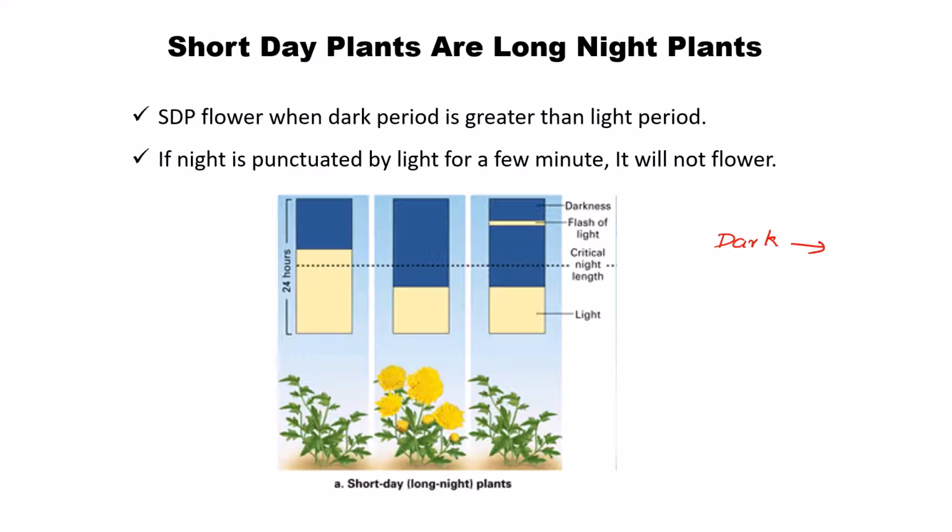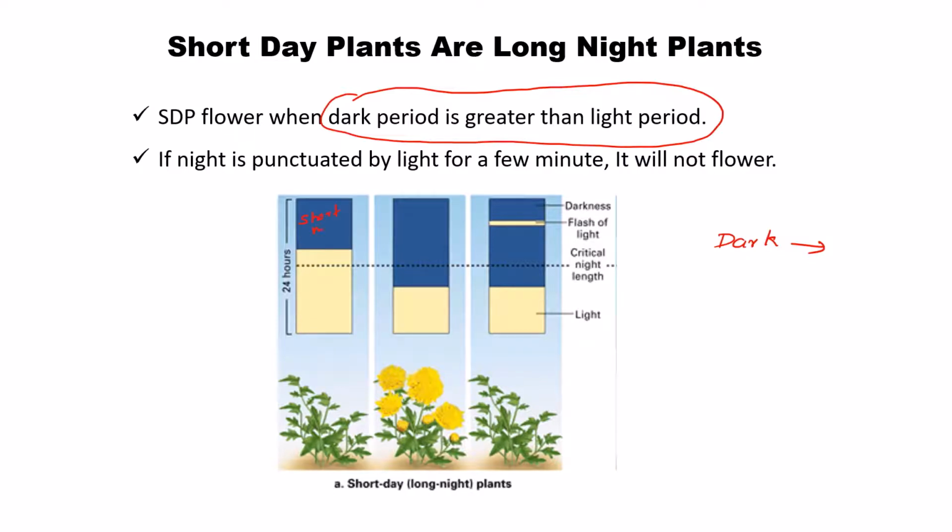Short day plants flower when the dark period is greater than the light period. Only when the dark period is greater than the light period will these short day plants flower. If the night is punctuated by light for a few minutes, it will not flower. If we give a night break, that plant will not flower. Here we can see that it is a short night.